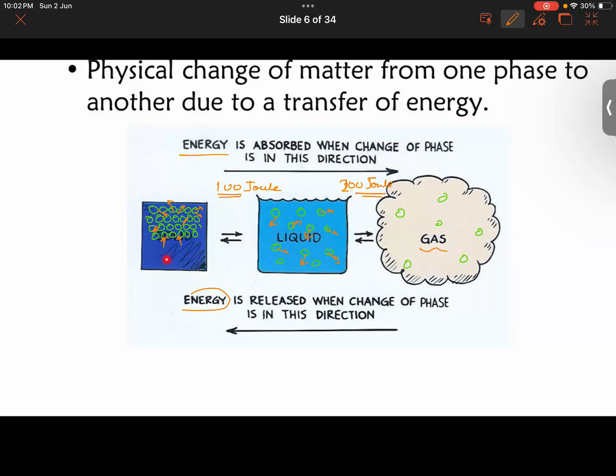So we can say that while the solid was converting to liquid, heat energy was absorbed. Again, from converting liquid to gas, again heat was absorbed. So energy is absorbed when change is happening in this direction. When change is happening in this direction, energy will be absorbed. Is that much clear to everyone in the class or not?